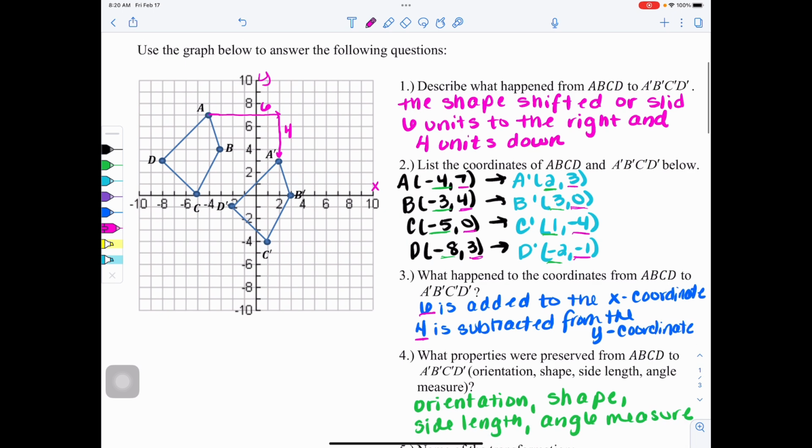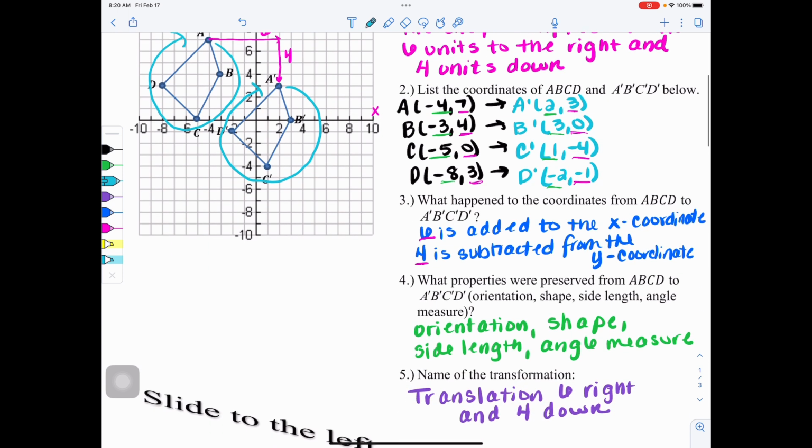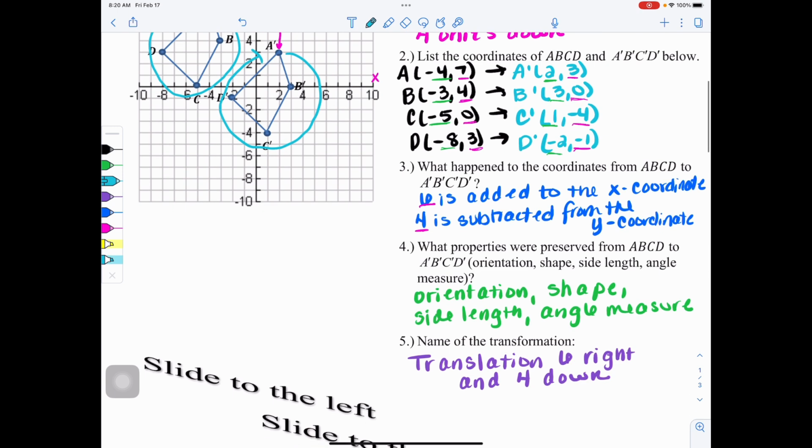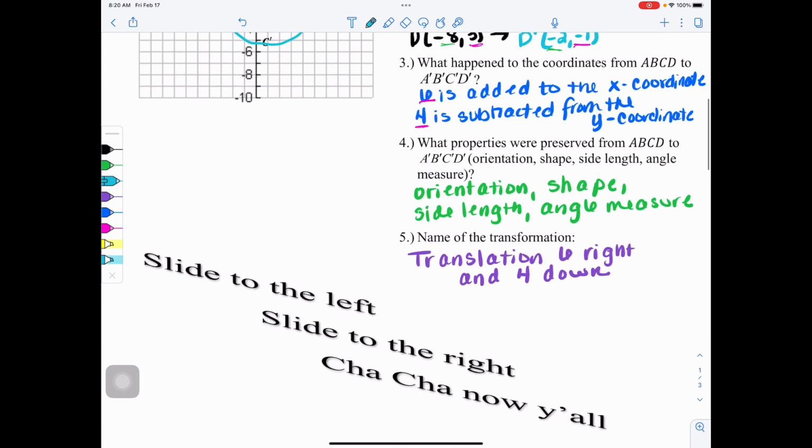What properties were preserved? All of them. Remember what orientation means. If I look at what was originally labeled, we went A, B, C, D to the right. And when I see the new one, A prime, B prime, C prime, D prime, still to the right. So orientation is good. Shape is the same, side length the same, angle measure the same. So officially, the name of this transformation is a translation 6 to the right and 4 down. I always tell my students to try to remember the cha-cha slide for the translations. Translation is a slide. So you slide to the left and slide to the right. You also, though, can go up and down.